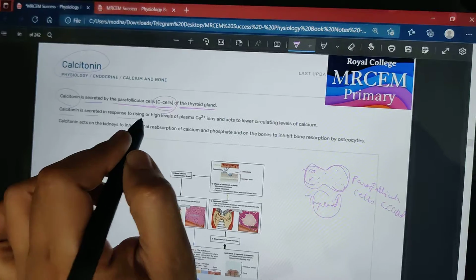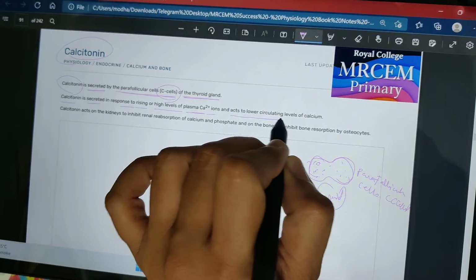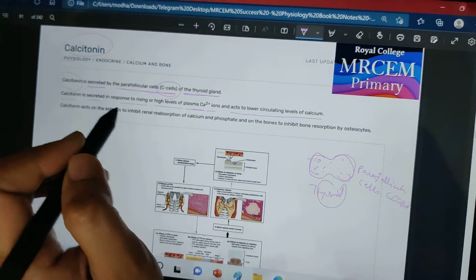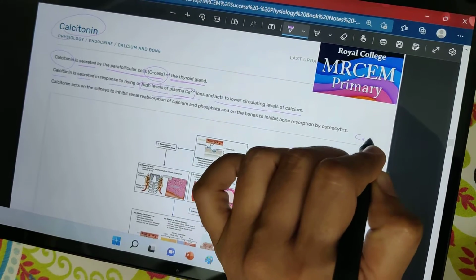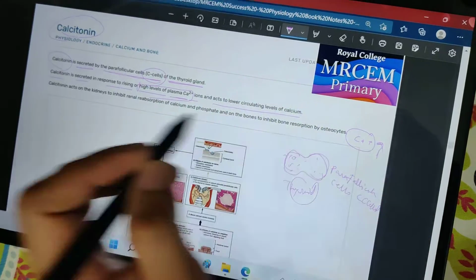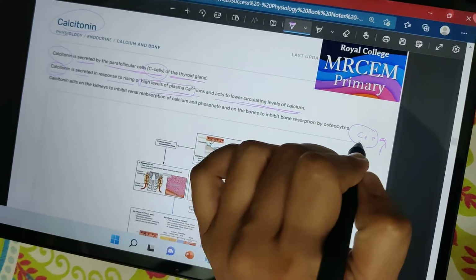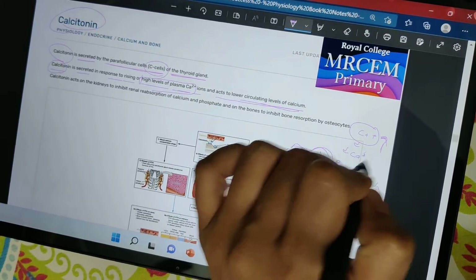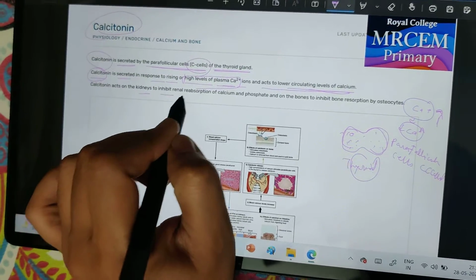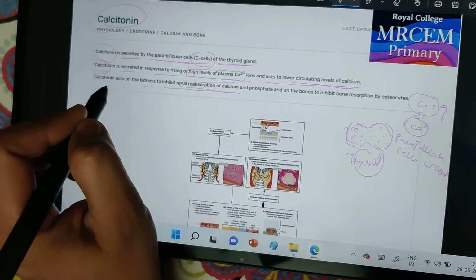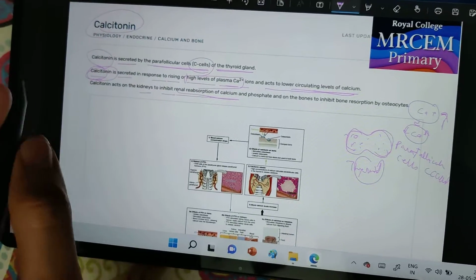rising or high level of plasma calcium ion and acts to lower the circulating level of calcium. Calcitonin is secreted when there is a high level of plasma calcium. When the calcium becomes high, the calcitonin is secreted and acts to lower the circulating level of calcium. Then calcitonin acts on kidneys to inhibit renal reabsorption of calcium. So basically calcitonin acts to decrease the calcium in the body.